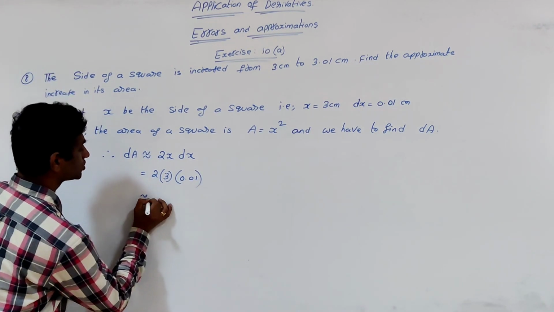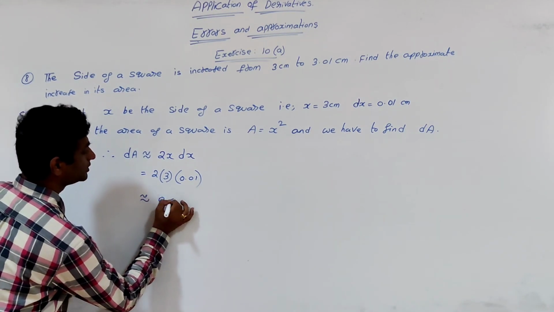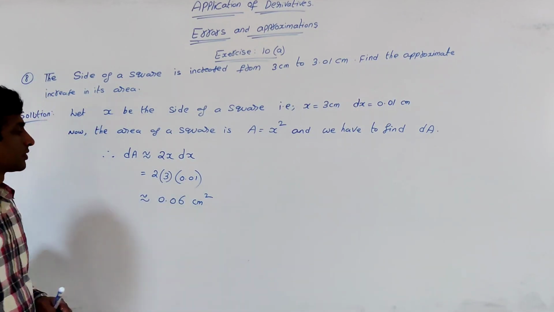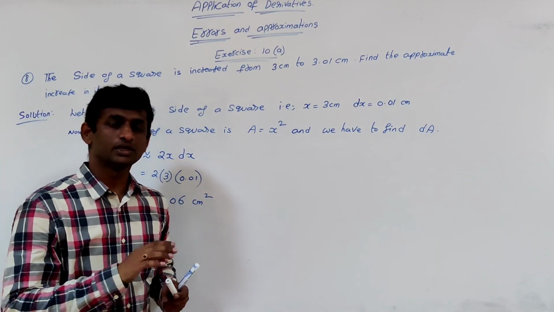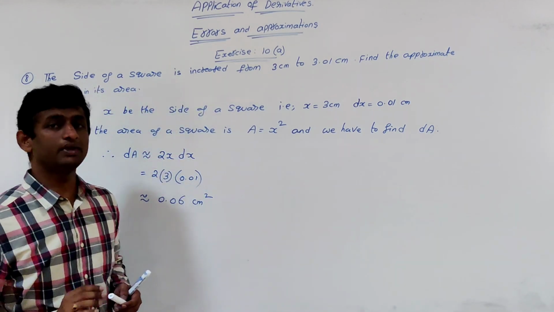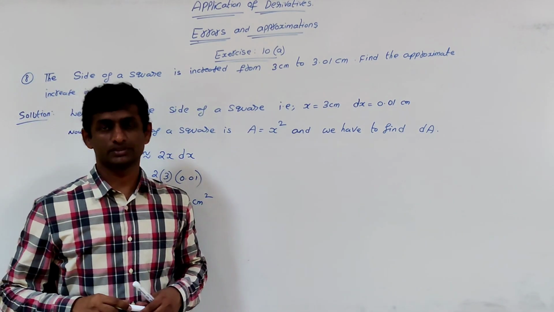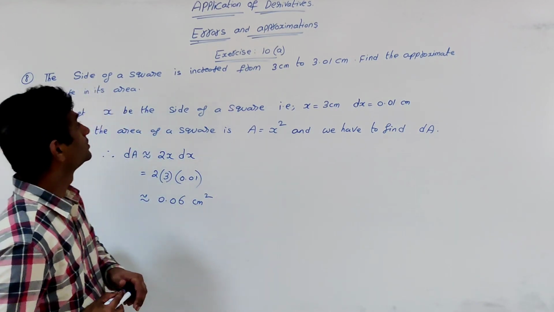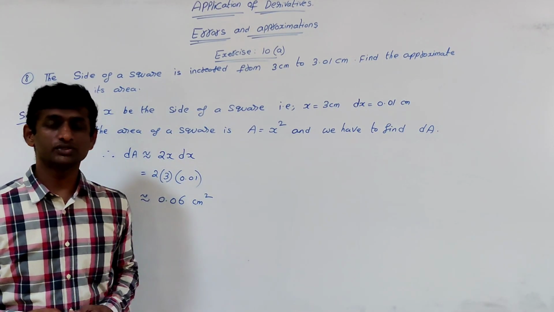That is approximately equal to 0.06 centimeters square. So if there is a change in its side of 0.01, then the change in its area will be approximately 0.06, and the units are also very important. Now we'll see the last question.